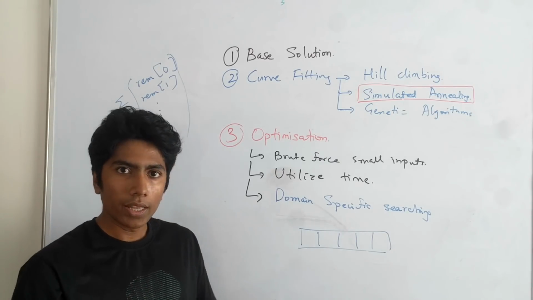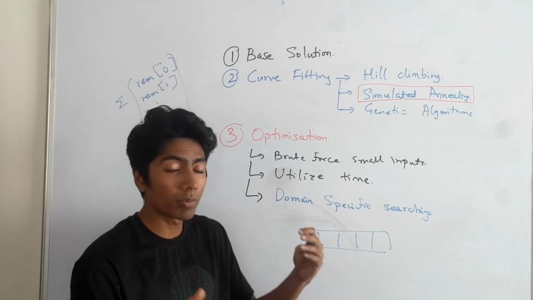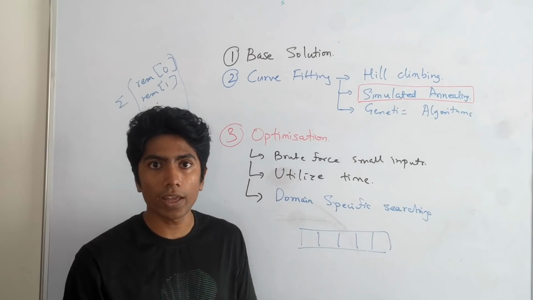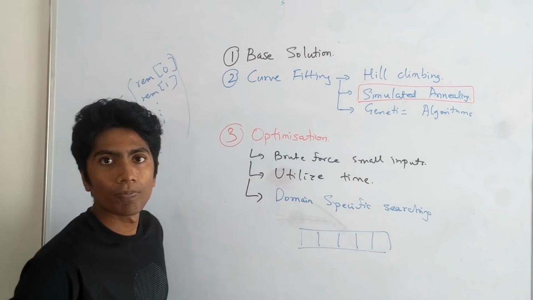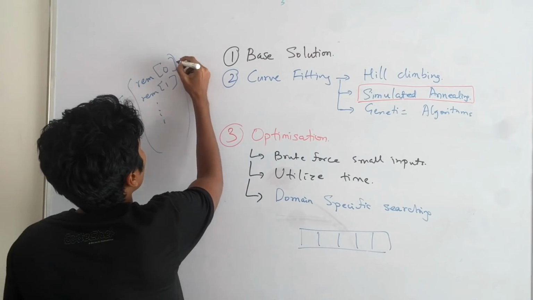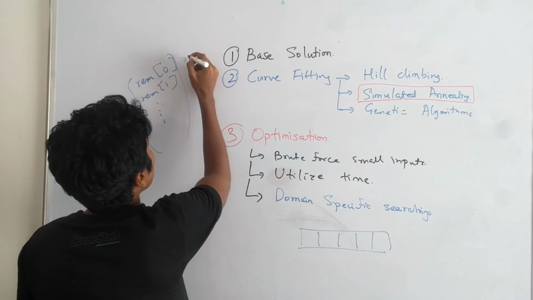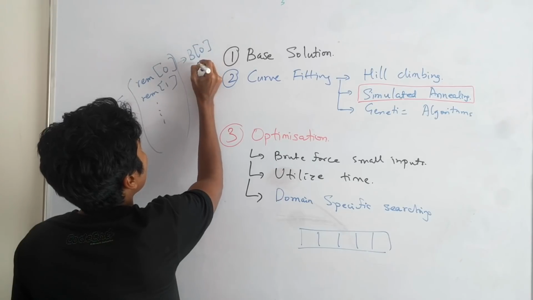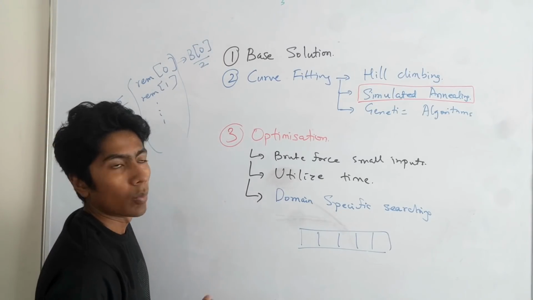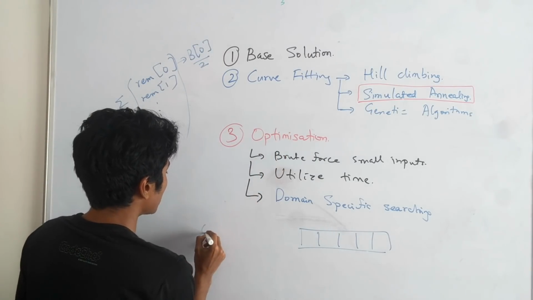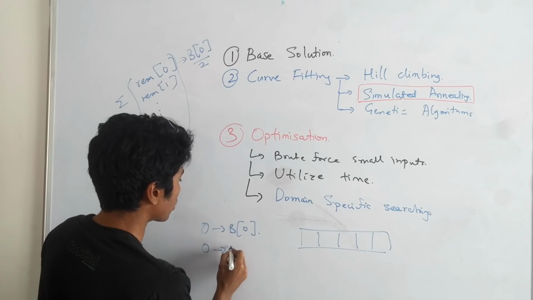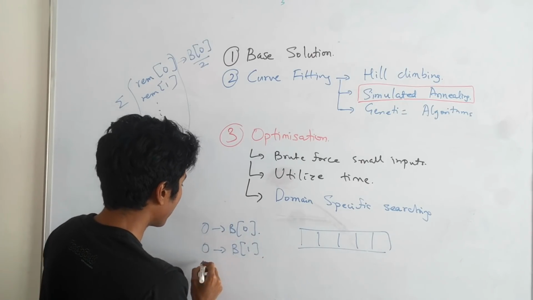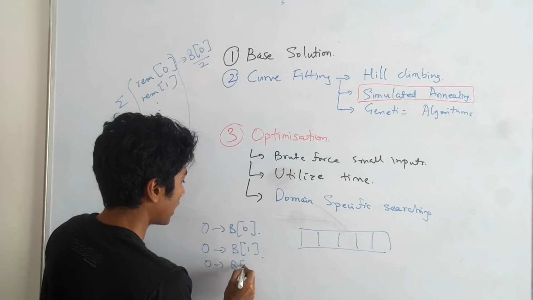On average, in a random permutation of A, what is the expected remainder given by rem0? The expectation is that it's going to be B of 0 by 2. Why? Because the remainder will range from 0 to B of 0. The second remainder will range from 0 to B of 1. The third remainder will range from 0 to B of 2, and so on and so forth.